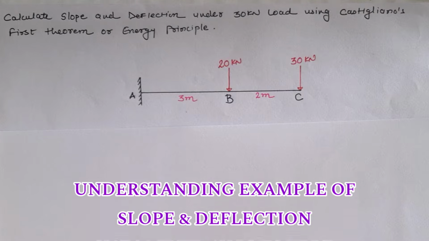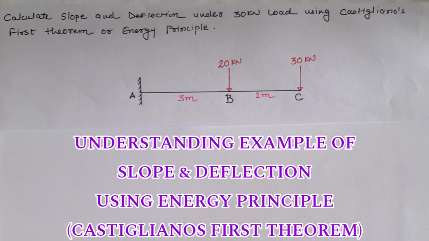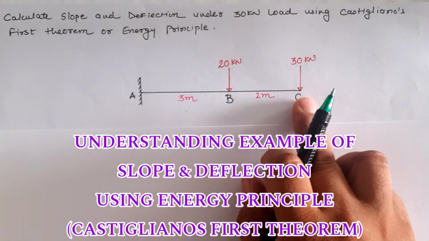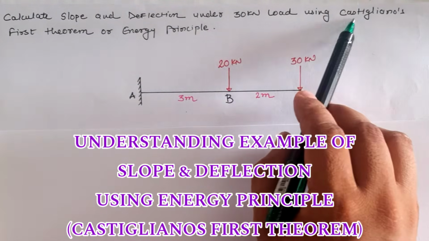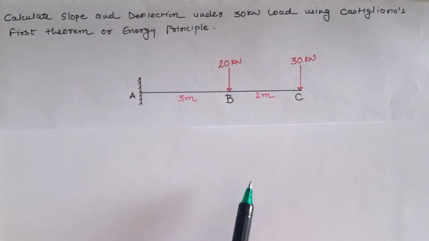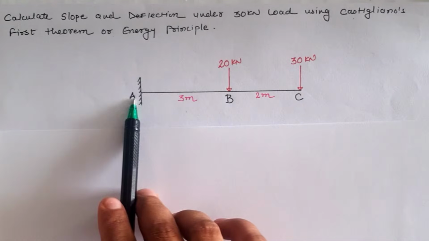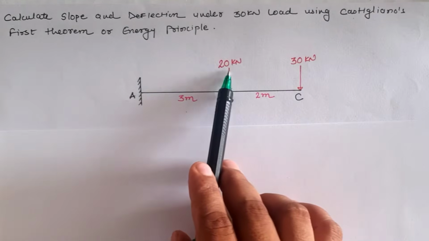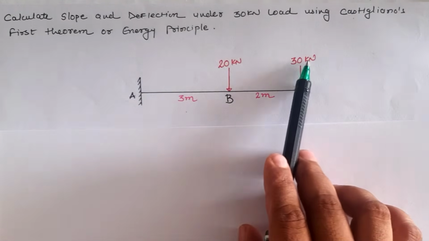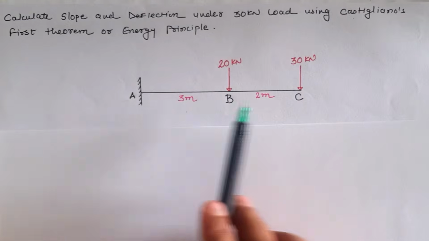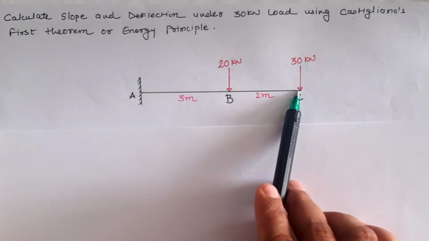Hello friends, we are going to calculate the deflection and slope at location C using Castigliano's first theorem, or we can say the energy principle. Now the given beam is a cantilever beam having two point loads: 20 kilonewton at a distance of 3 meter and 30 kilonewton at a distance of 5 meter from the fixed support. So let us first calculate the slope of the given beam at location C.